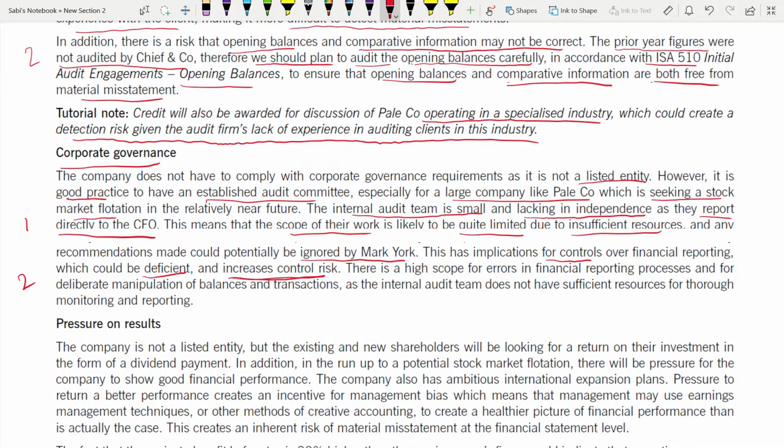And there is very high scope for errors in the financial reporting process and for deliberate manipulation of balances and transactions. Why? As the internal audit team does not have sufficient resources for thorough monitoring and reporting. When you don't have enough resources to monitor and report well, there are very high chances that the accounts, the balances, transactions can be manipulated. So you need to write them in your answer.